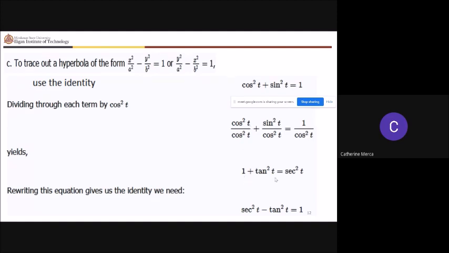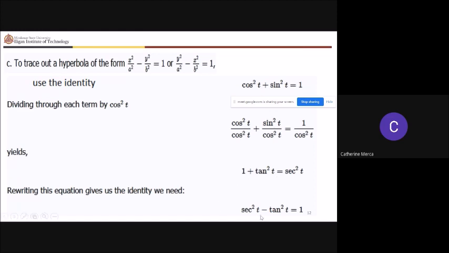After that, this equation can be rewritten by moving the tangent here. So you have another equation: secant squared t minus tangent squared t is equal to 1. So you will have this again. This is the identity that you need: secant squared t minus tangent squared t is equal to 1. Actually, you can memorize this too, but it is easier to derive if you know the basic identities.